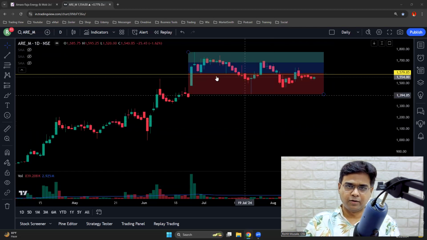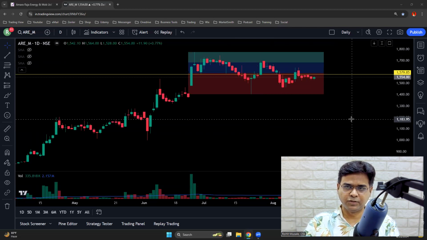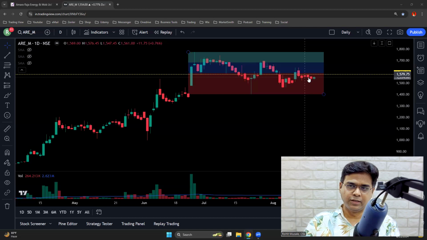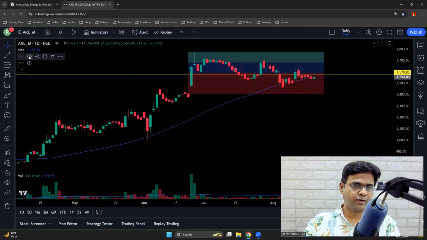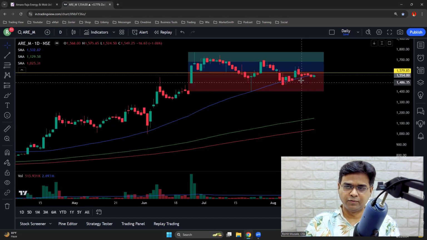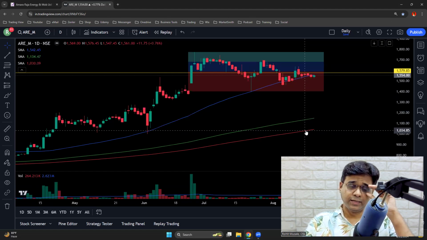Okay. Now I have drawn a base here. See, it's a nice base. However, if you see the yellow line, which is my buy point, comes in the red zone. The red zone is the lower half of the base. So if you look at the moving averages, see the blue, the green, and the red, the 50-day moving average is above the 150-day, and the 150-day is above the 200-day. So it is a nice stage two uptrending stock.